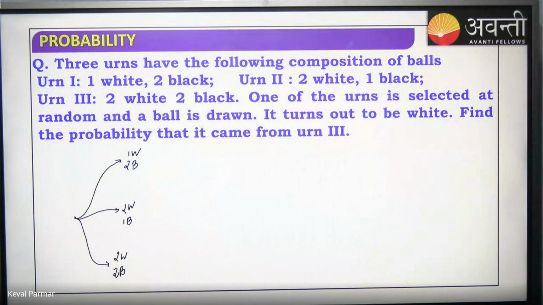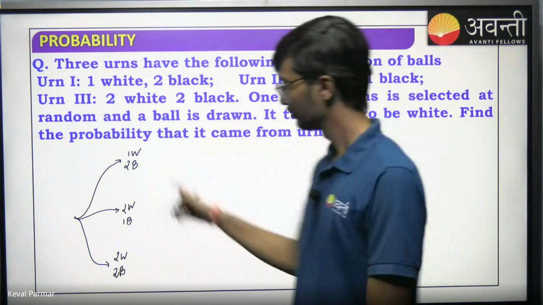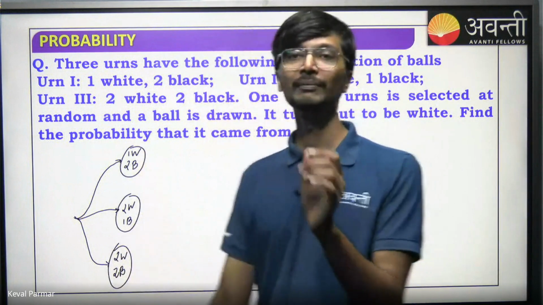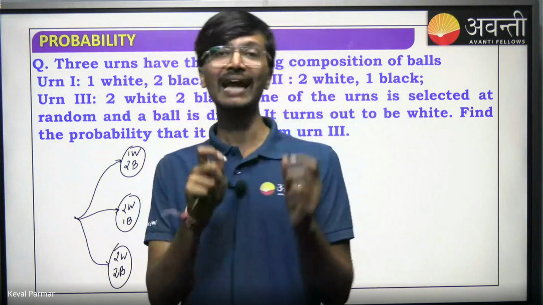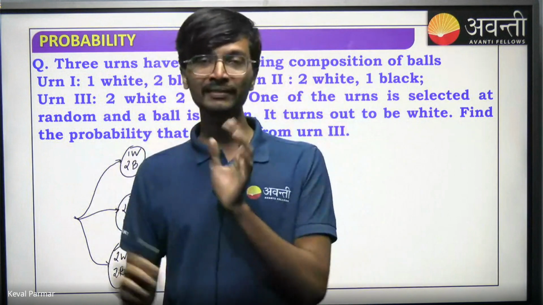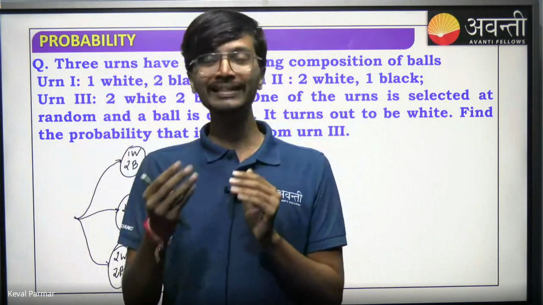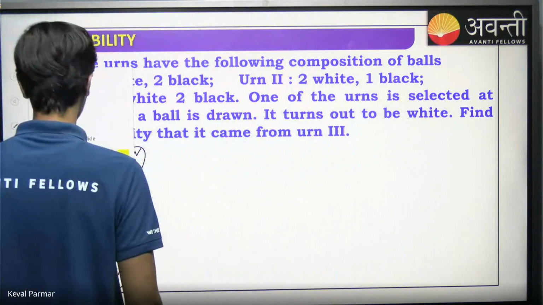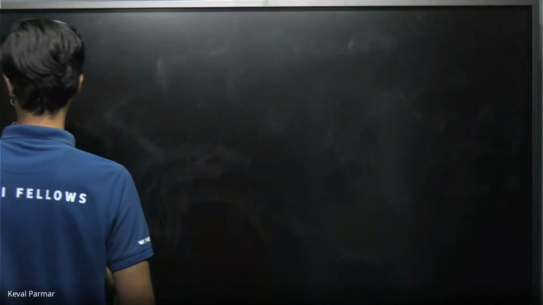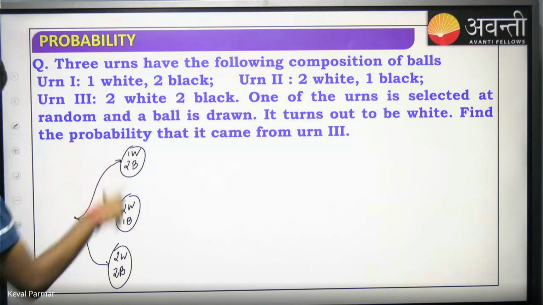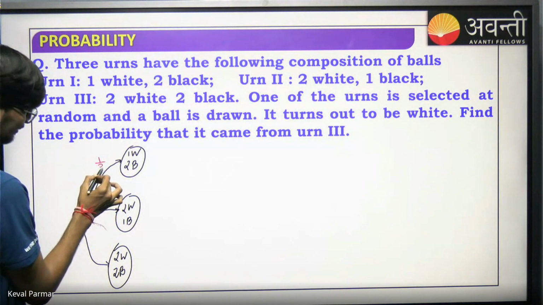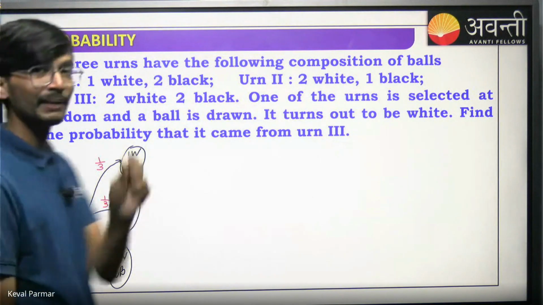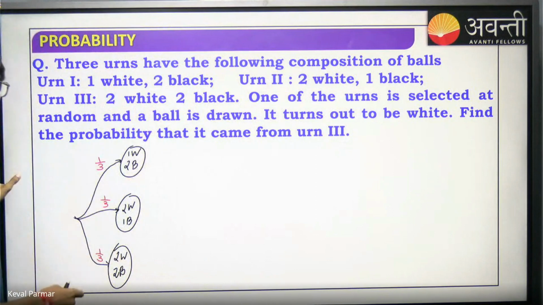One of the urns is selected at random. So these are the 3 urns, guys. Out of this, one of them is selected at random. What is meant by random selection? Random selection means the probability of each urn getting selected is equal, that means equiprobable. So since there are 3 urns, the probability of this urn getting selected is 1 by 3. This will be 1 by 3 and this will be 1 by 3. So on the branches, make sure to write their probabilities.